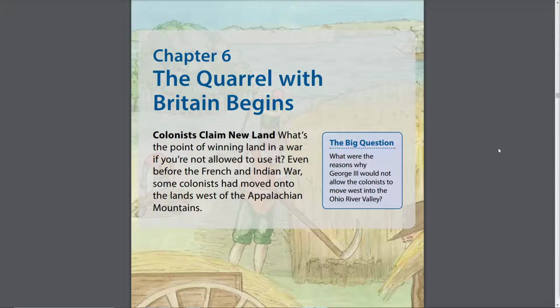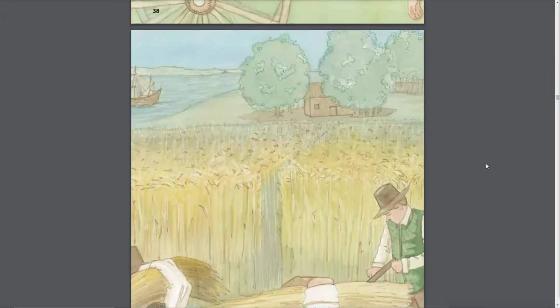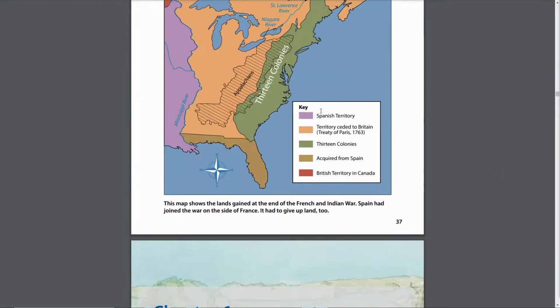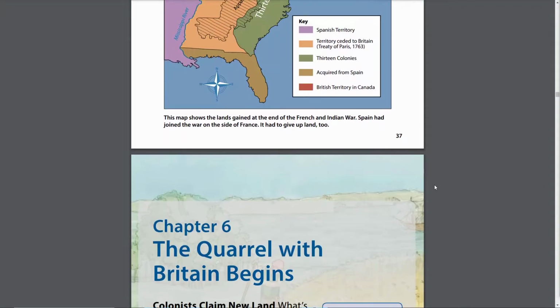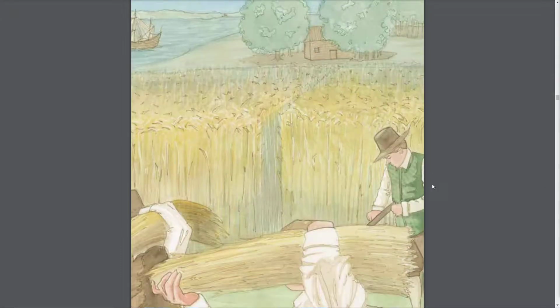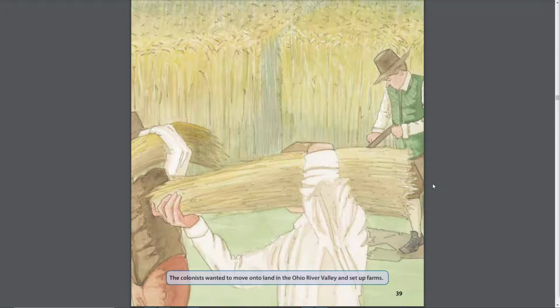Even before the French and Indian War, some colonists had moved onto the lands west of the Appalachian Mountains. So let's scroll. Actually, let's see if there's a picture right here. No, yeah, let's scroll back up right here. So it's talking about how some colonists moved west this way from the Appalachian Mountains. And let's look at this picture. Looks like people working out in the field.